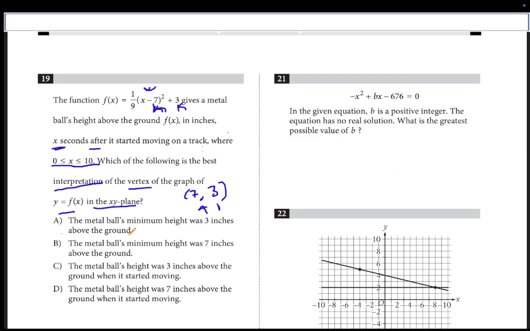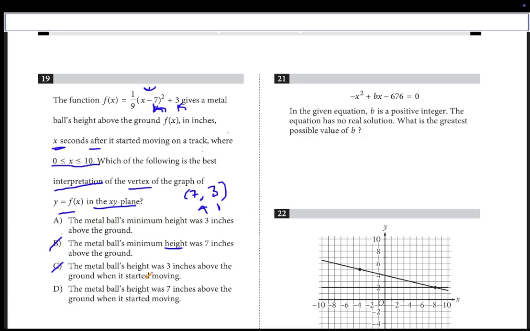B says the metal ball's minimum height was 7 inches above the ground. This is wrong, as it's trying to state that the x value represents the height, which it does not. So we know B is wrong. C states the metal ball's height was 3 inches above the ground when it started moving. This would be right if our 3 represented our y-intercept, which it doesn't. It just represents our minimum, the vertex value of the minimum. So we know C is wrong.